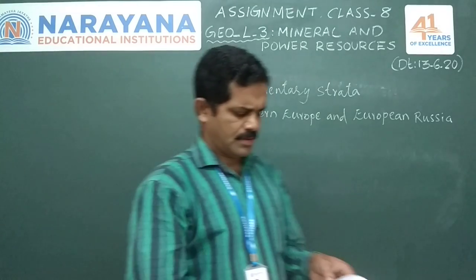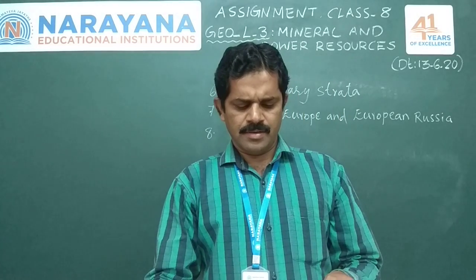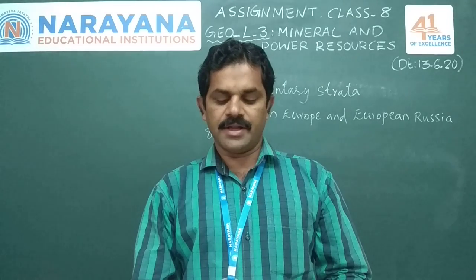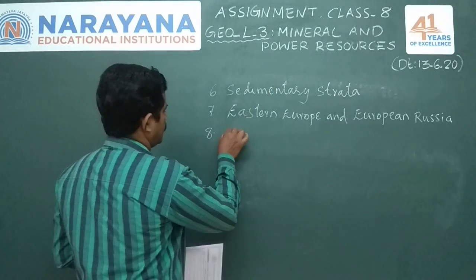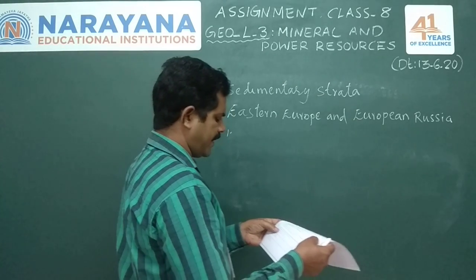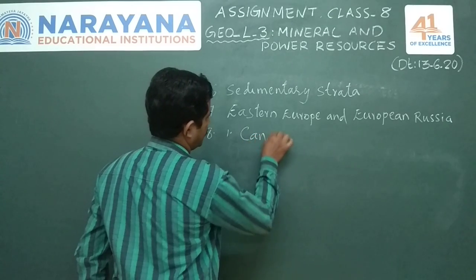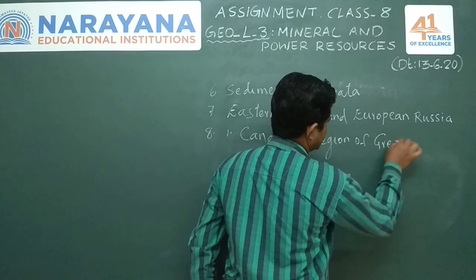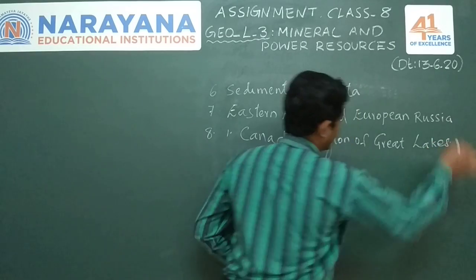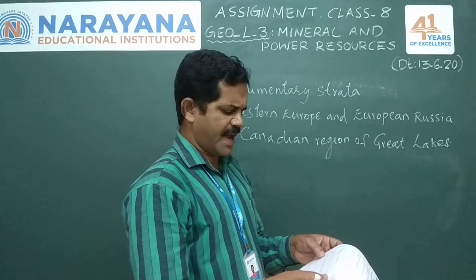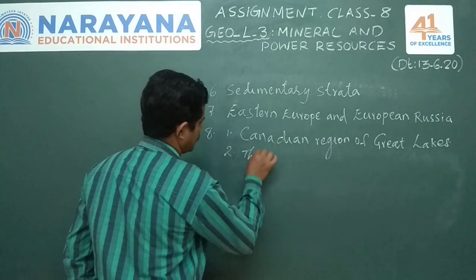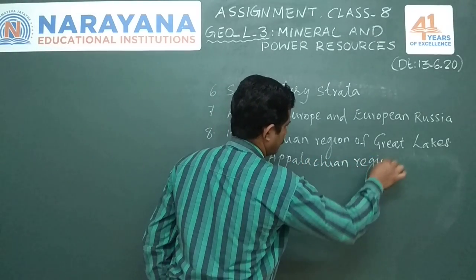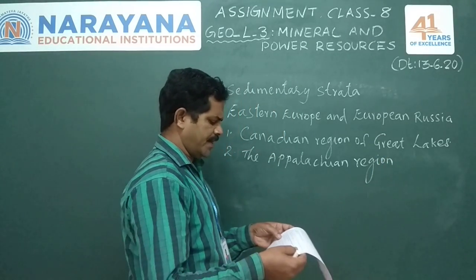Question number 8. Name the three mineral deposit zones located in North America. The three mineral zones located in North America are the Canadian region of Great Lakes, second one is the Appalachian region, and third one is the mountain ranges of the west.